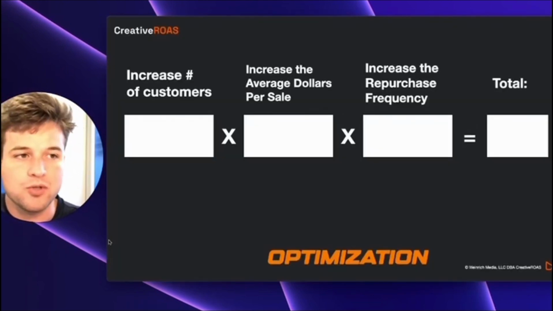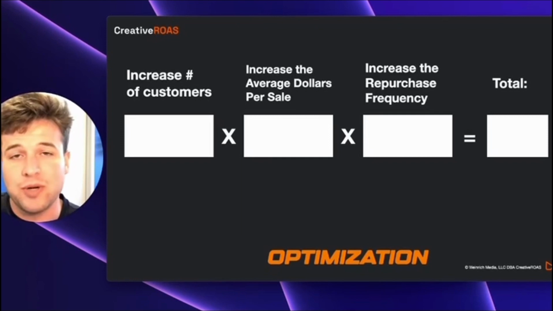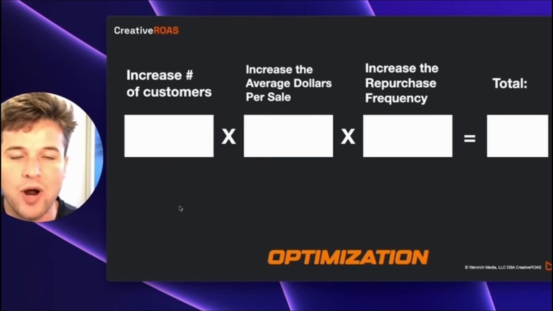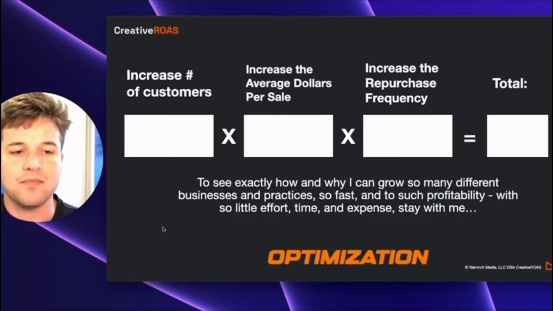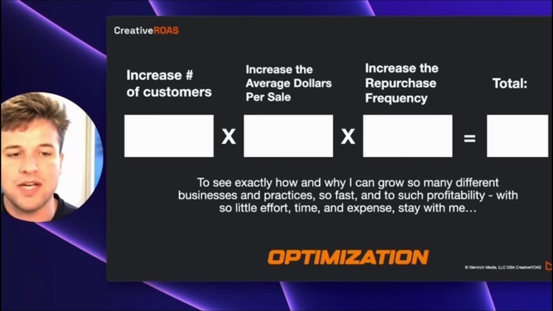So the first way that we can do it is we can increase the number of customers, okay? The second way, increase the average dollars per sale, and then increase your repurchase frequency. Here's what it looks like mapped out. So first, to see exactly how I am so quick when it comes to profitability in scale, this is how I do it, okay?